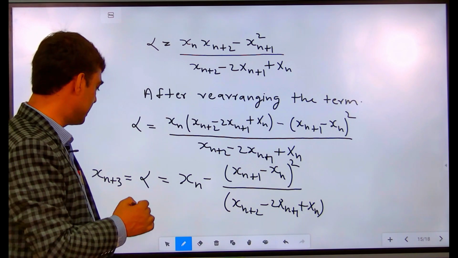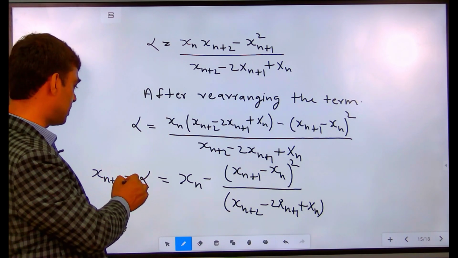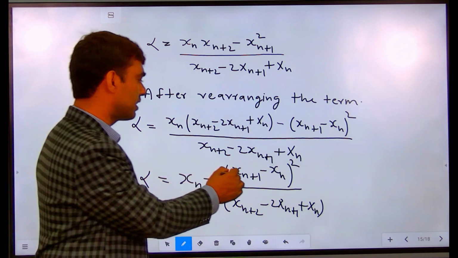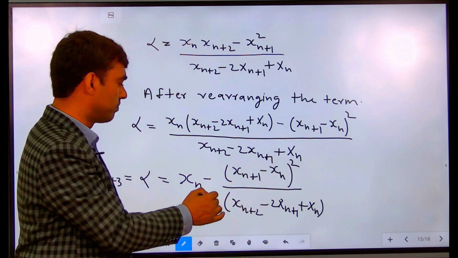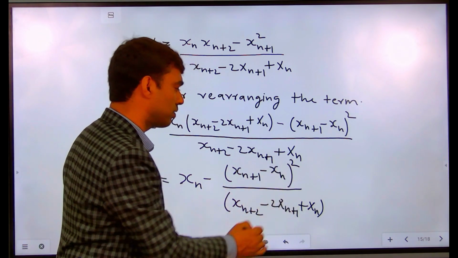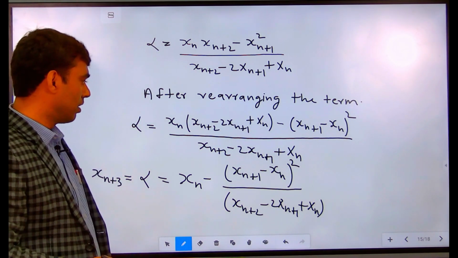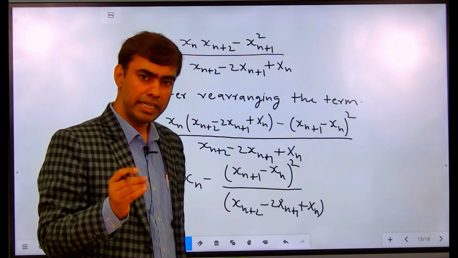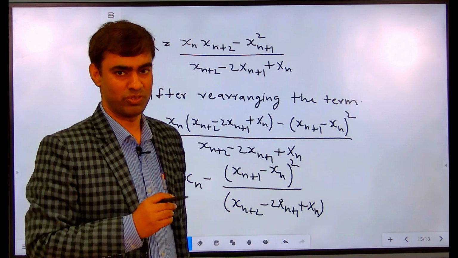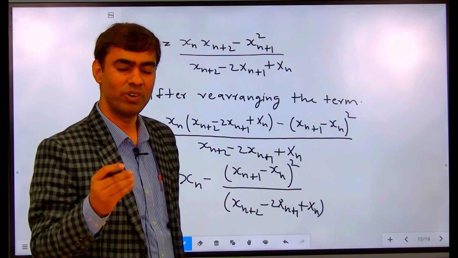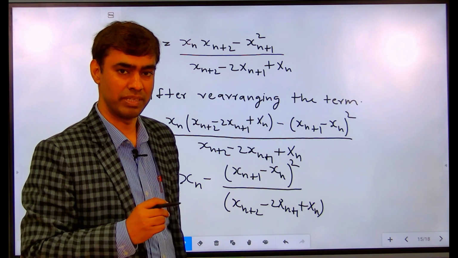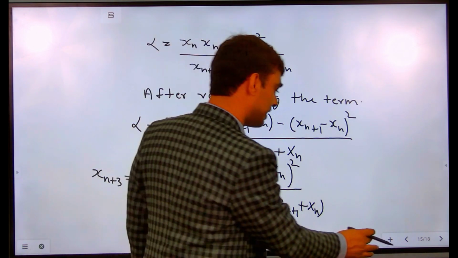So, what will happen here? Here we write x_{n+3} = x_n − (x_{n+1} − x_n)² / (x_{n+2} − 2x_{n+1} + x_n). Now, the name of this method is Aitken's delta square method. The question is, why is this one called the delta square method?